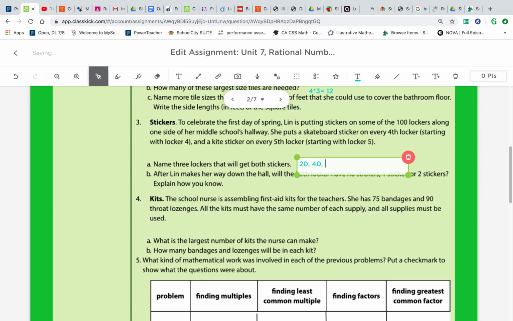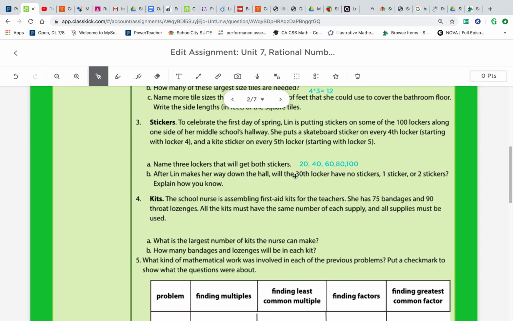40 is going to be a multiple that's going to get both of them, right? That's going to be a common multiple. 60, 80, and 100, those are going to get 2 stickers each, as both of those are multiples of 4 and 5. So for B, after Lynn makes her way down the hall, will the 30th locker have no stickers, 1 sticker, or 2 stickers?